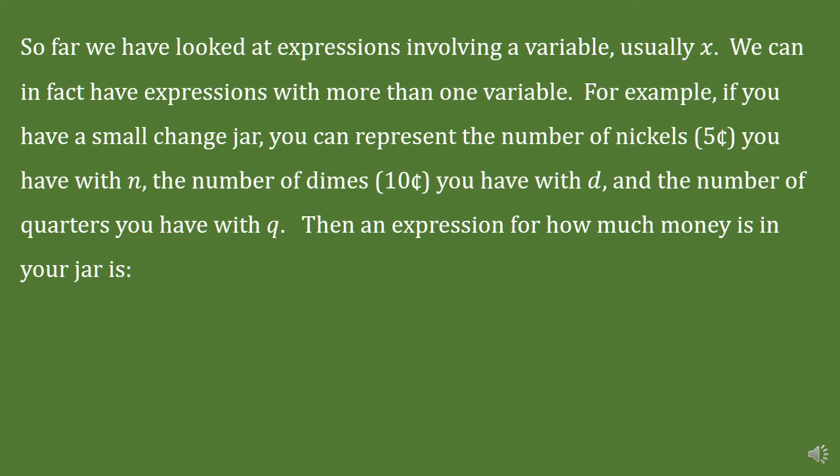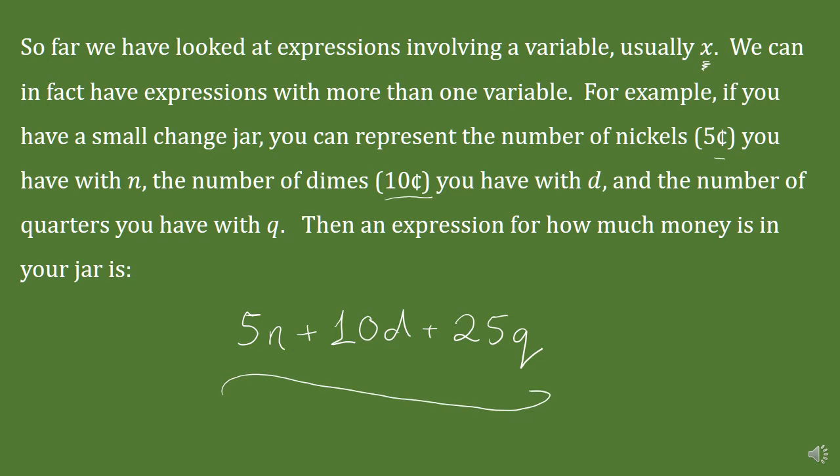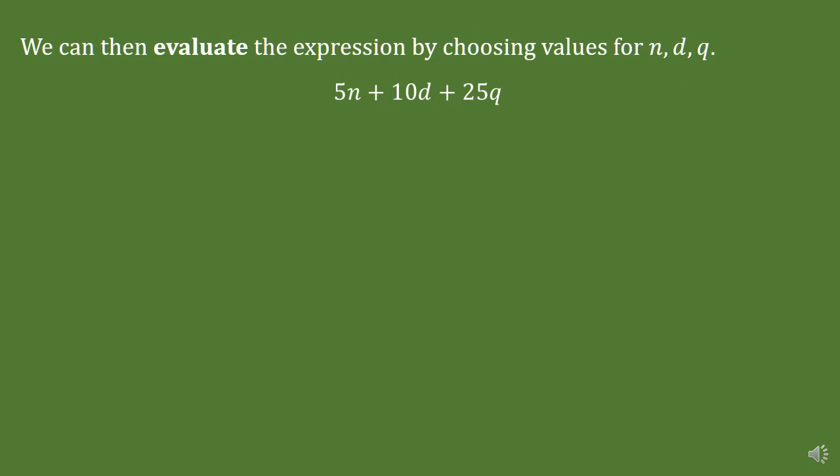So for example, we don't just have to have one variable x, we can have as many variables as we want. An expression that would have 3 variables is if you have a small change jar, and the penny's gone, I guess, so we've got nickels, dimes, and quarters. And so the amount of money in your jar would be represented as the value of the coin, which is 5 times the number of nickels plus 10 times the number of dimes plus 25 times the number of quarters. And then once you've done that, this is sort of an all-purpose expression, so you can use it to evaluate for some numbers of coins.